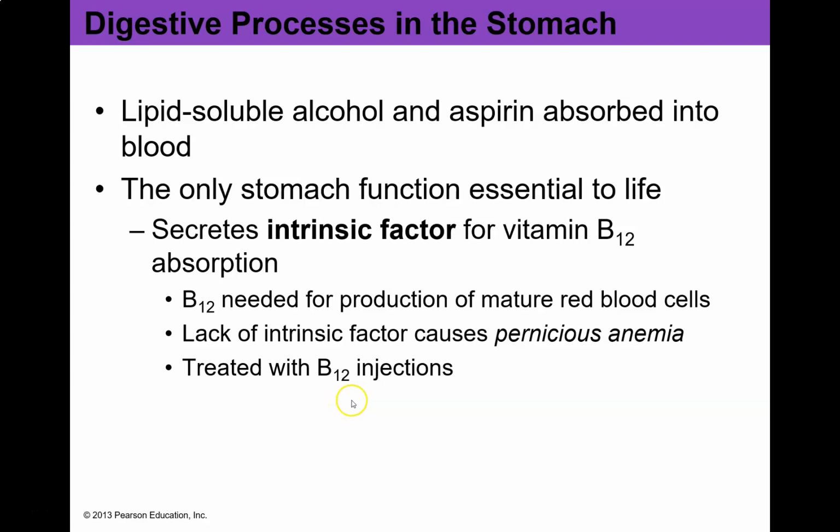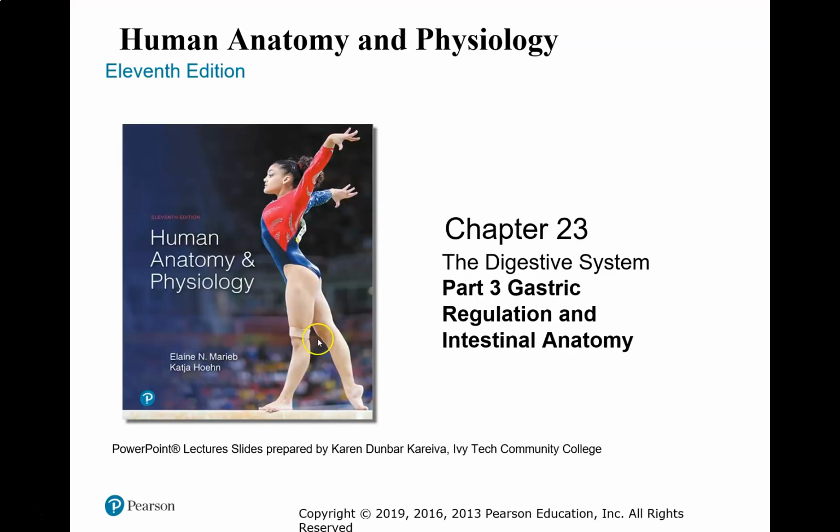You need to either inject vitamin B12 into the blood or use a suppository either in the nasal cavity or in the rectum to let vitamin B12 cross the epithelial membrane into the blood and get that situation taken care of. Okay, so join me next time and we'll talk about the regulation of the stomach activity. We know it's a muscular churning organ. We know it secretes all kinds of good stuff. What controls all that? And then we'll start looking at the anatomy of the intestines.